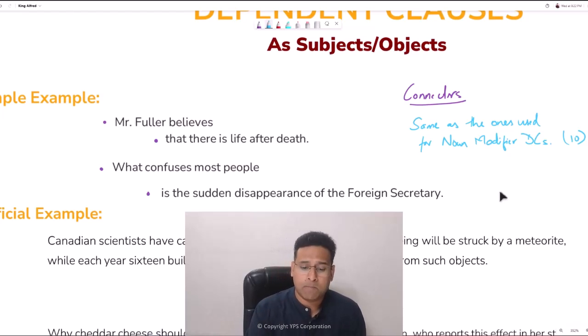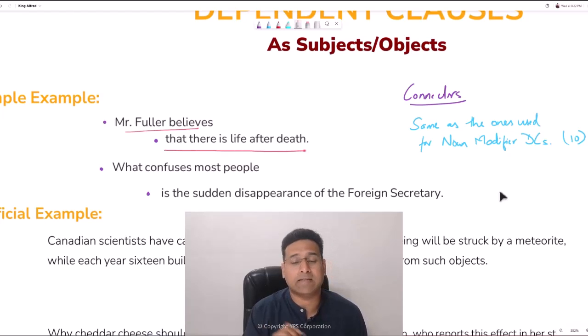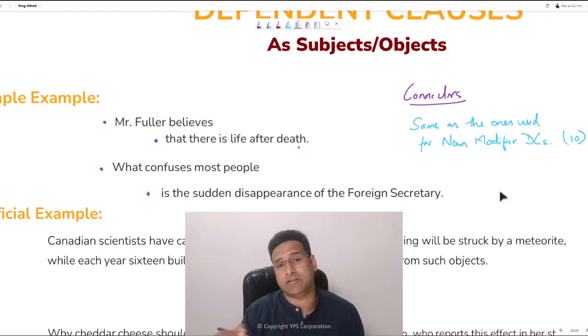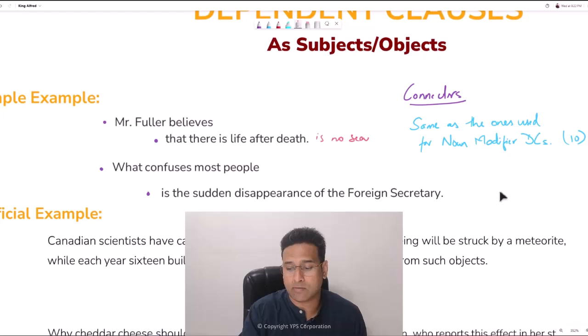For example, Mr. Fuller believes that there is life after death. If this is an object, I should also be able to make it a subject. That there is life after death is no secret. You see how that works? As simple as that. What confuses most people is the sudden disappearance of the foreign secretary.